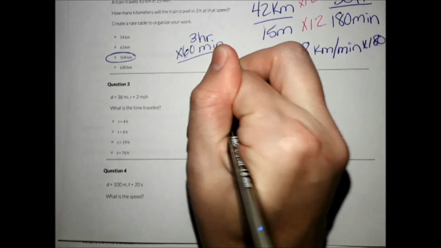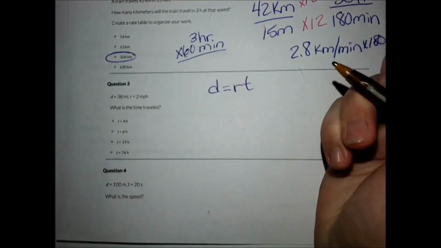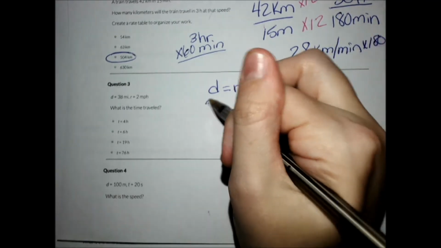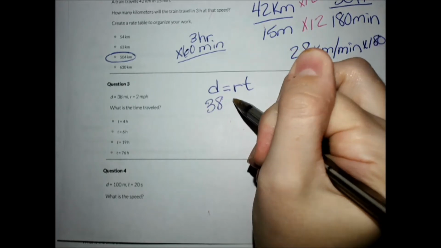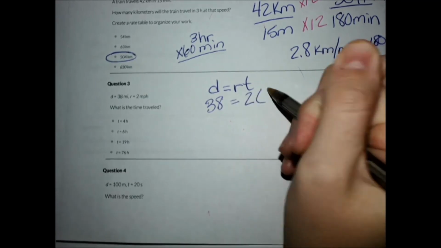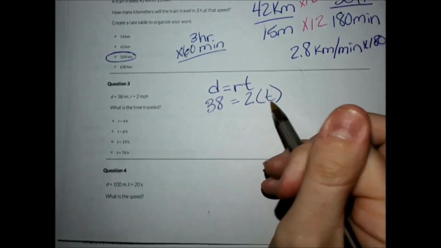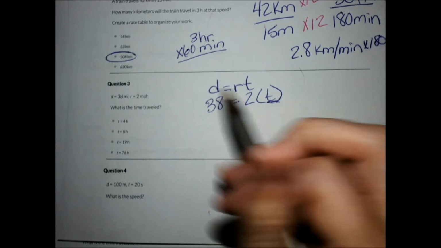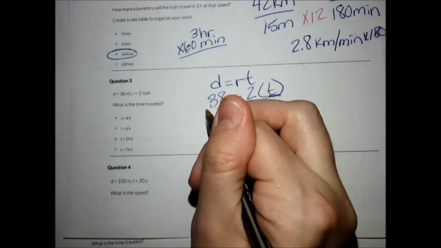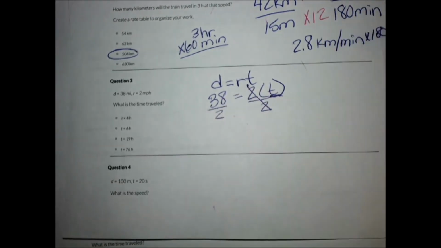Okay, number 3. The distance is 38 miles. The rate is 2 miles an hour. What is the time traveled? So this formula is D equals RT. That means distance equals the rate times the time. So the distance is 38 equals the rate, which is 2, times the time. So we need to know what 2 has to be multiplied by to get 38. We can do this by dividing the right side by 2 and dividing the left side by 2.